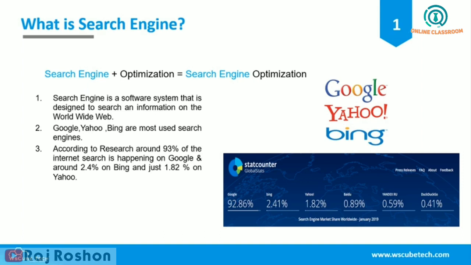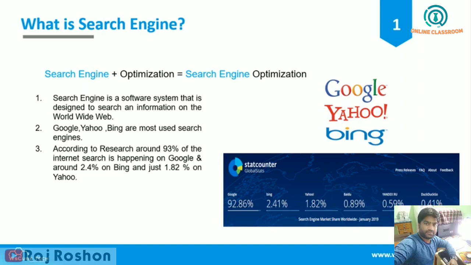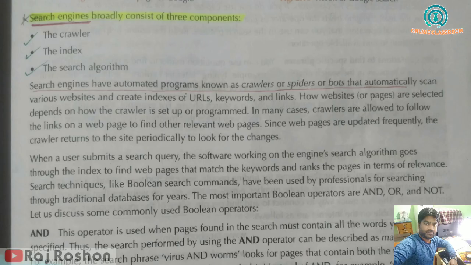A search engine is a software system that is designed to search for information on the World Wide Web. According to researchers, around 93% of searches are done on Google. How does a search engine work? A search engine works on three components: the crawler, the index, and the search algorithm. This one we will understand in the video. Here you have a paragraph written, you can just read it.